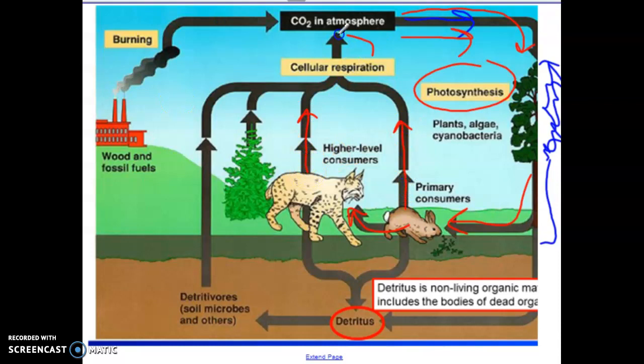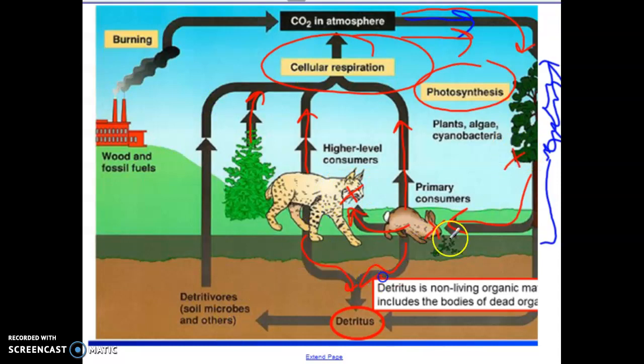Through cellular respiration, right? And actually, if you notice, there's even a tree here, showing that plants also do cellular respiration. All living things do cellular respiration. Okay, now what happens when this rabbit dies, this lynx dies, and this tree dies?